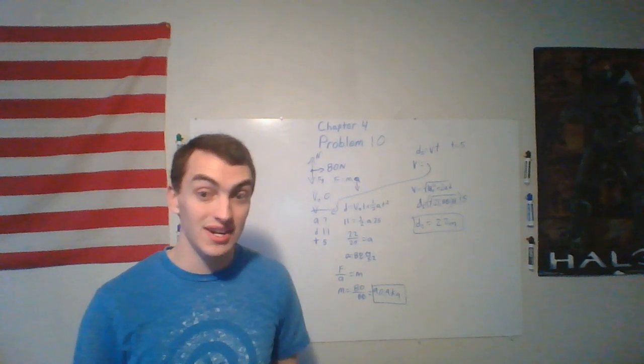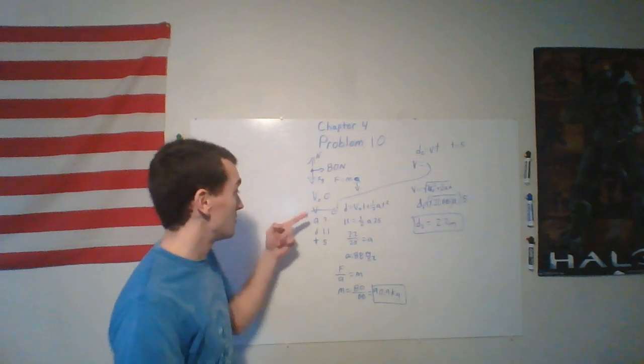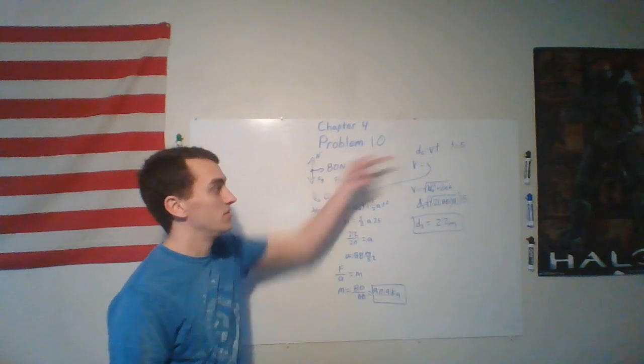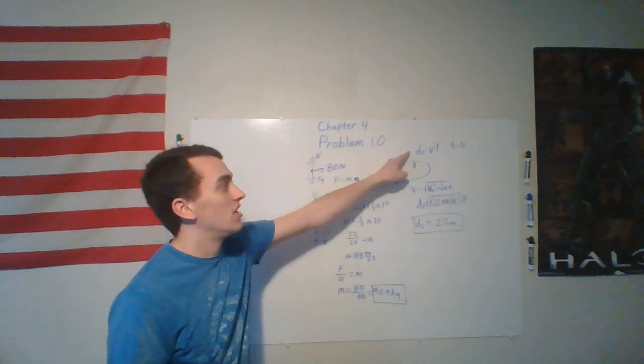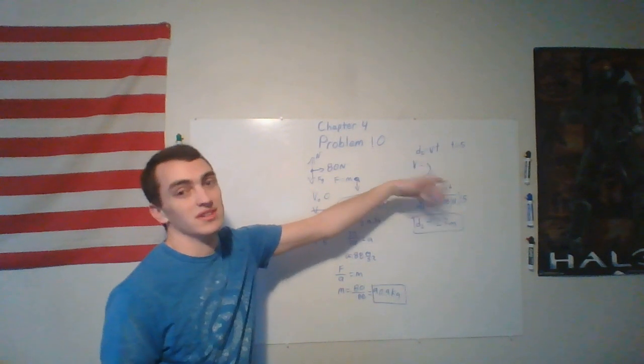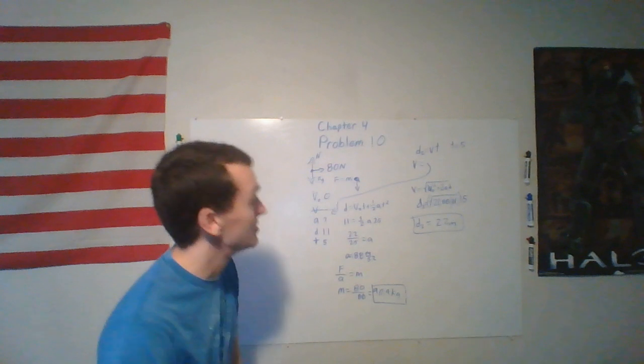Part B of the problem says, if the worker stops pushing at the end of the 5 seconds, how far does the block move in the next 5 seconds? So to do that, we'll use d2, is what we'll call it, and this can be t2, but it's going to be equal anyways because they're both 5 seconds.